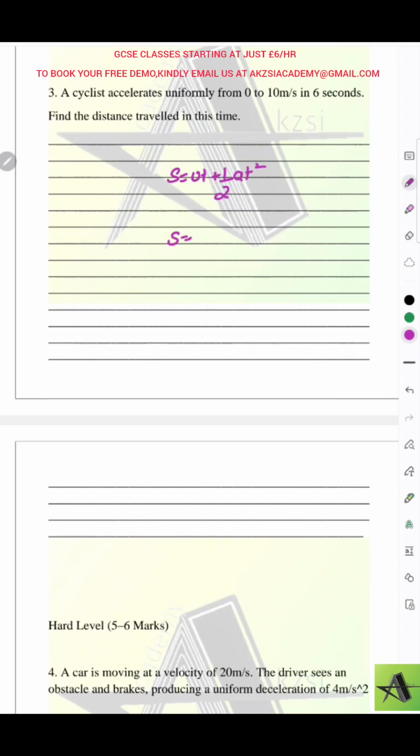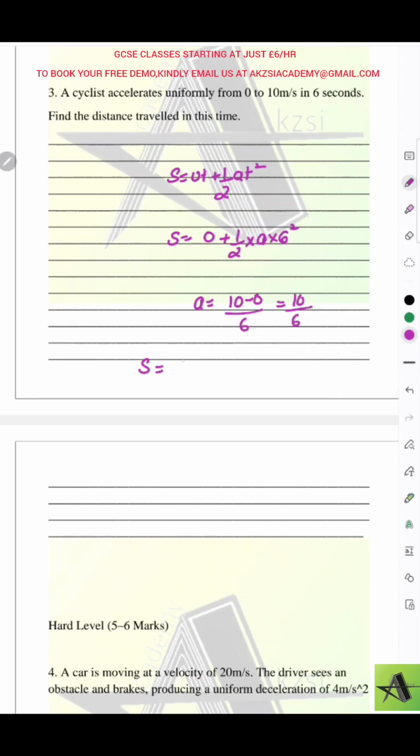Now the cyclist accelerates uniformly from 0, that means initial velocity is 0, and 0 times T is 0. Acceleration they haven't mentioned, they have just mentioned the initial and final velocity, so we can easily calculate acceleration. So half times A times T squared, which is 6 squared. Now we have to calculate acceleration. Acceleration is change in velocity over time. Change in velocity is 10 minus 0 over 6. So 10 over 6 is the acceleration.